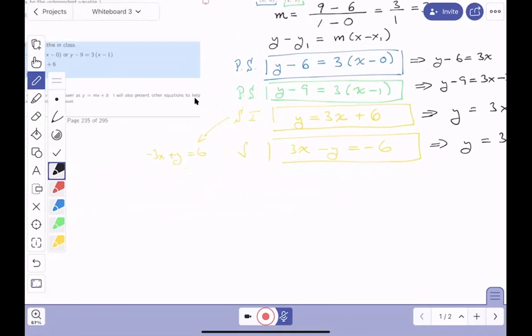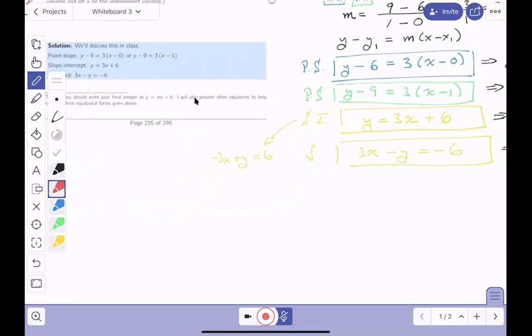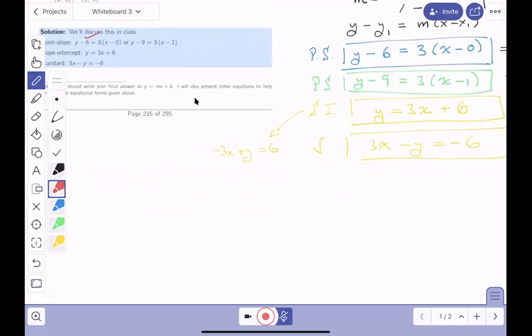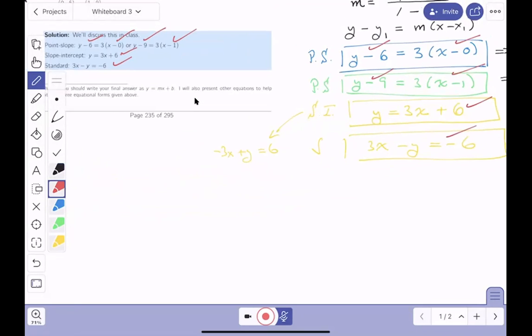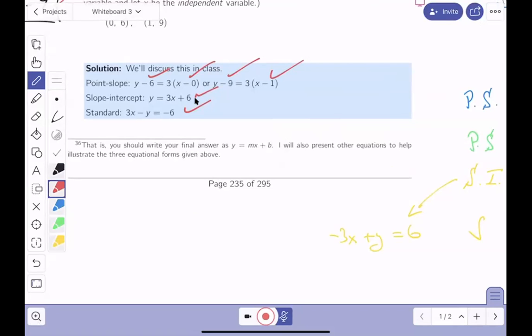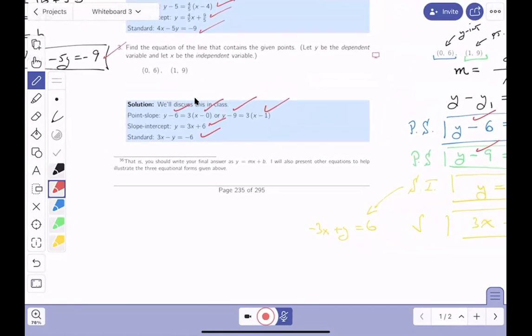Let's see what the key says. All right? One step at a time. We're going to grade. I'm looking at the first one, this one here. y minus 9 equals 3 times x minus 1. They're all the same answer, by the way. y equals 3x plus 6. Last but not least, 3x minus y equals minus 6. Now, certainly you should know that one is point slope form, one is slope intercept form, and one is standard. All right, let's go to the next page, look at those questions.